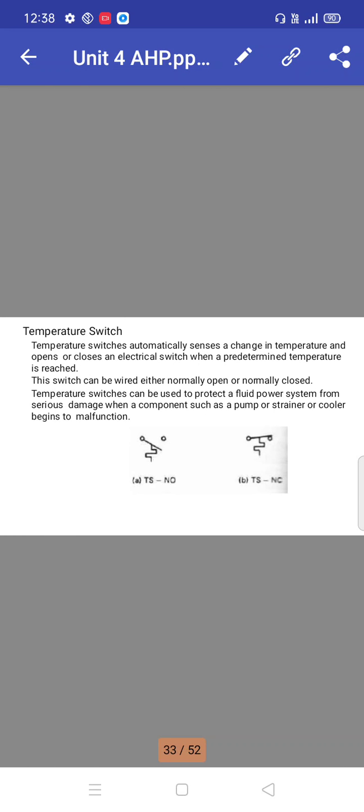And temperature switch. The temperature switch automatically senses a change in temperature and opens or closes an electrical switch when the predetermined temperature is reached. This switch can be wired either normally open or normally closed. Temperature switches can be used to protect a fluid power system from serious damage when a component such as a pump, strainer, or cooler begins to malfunction.